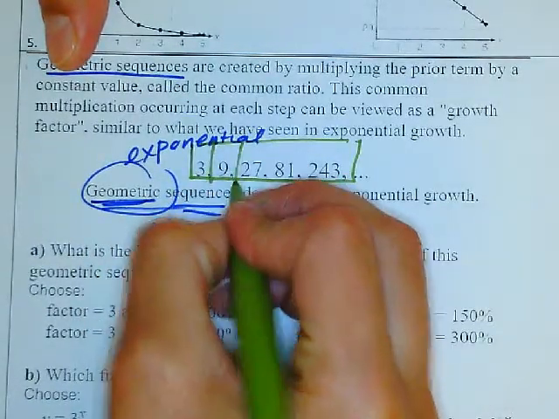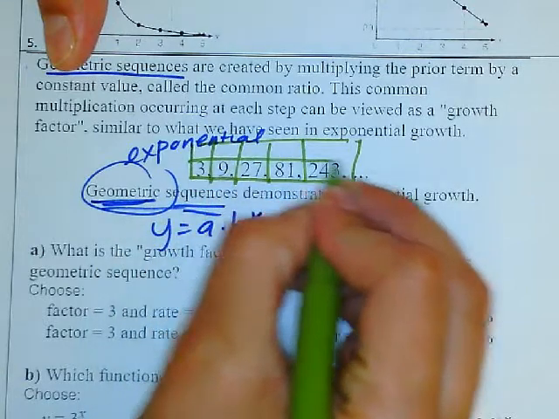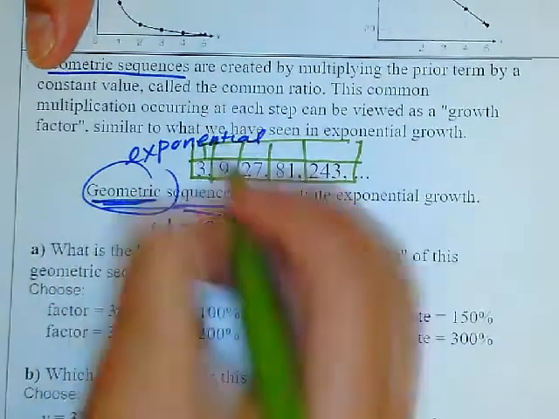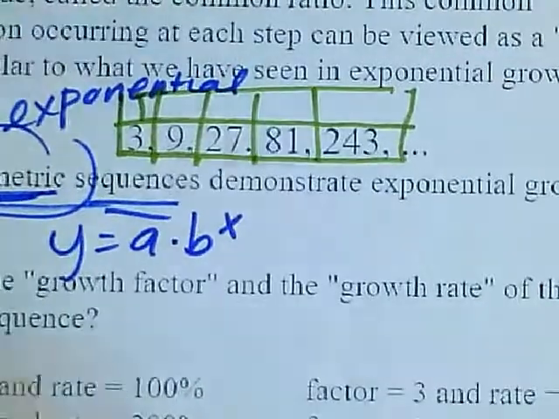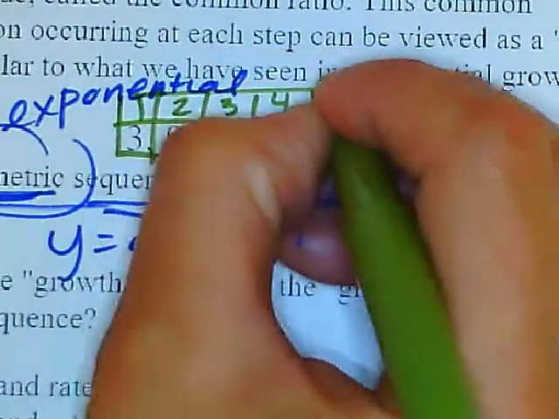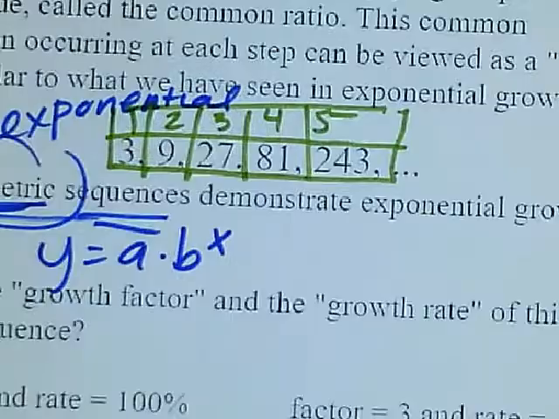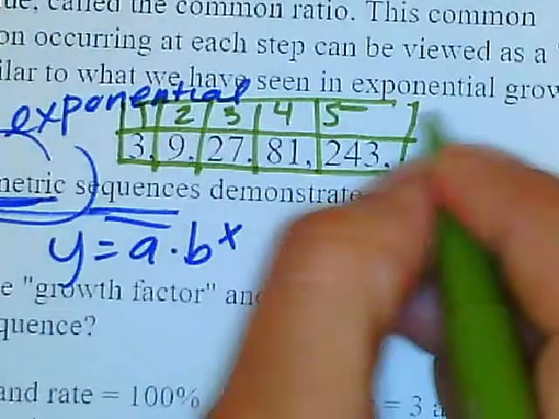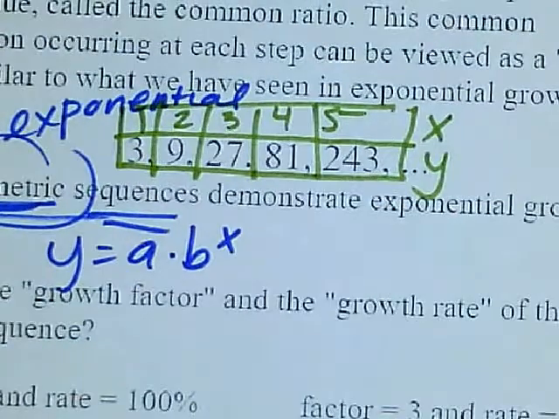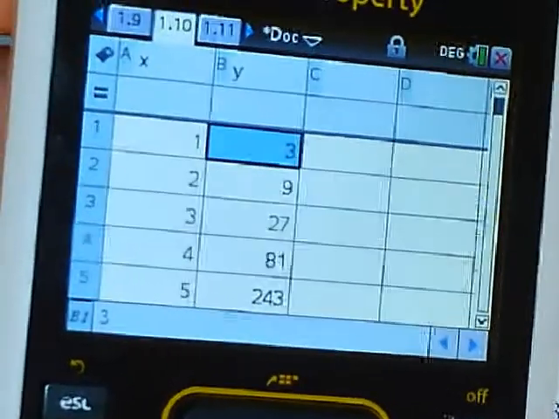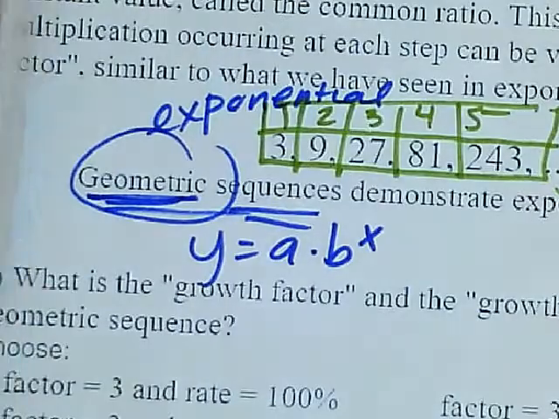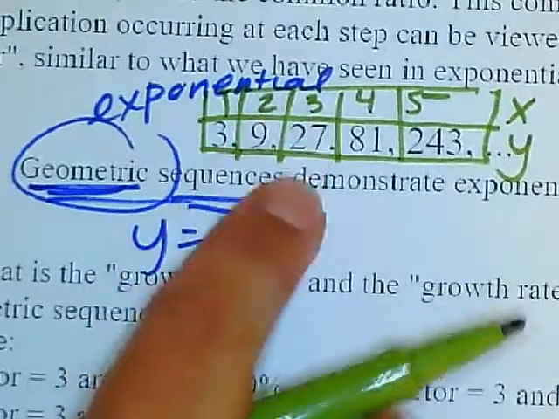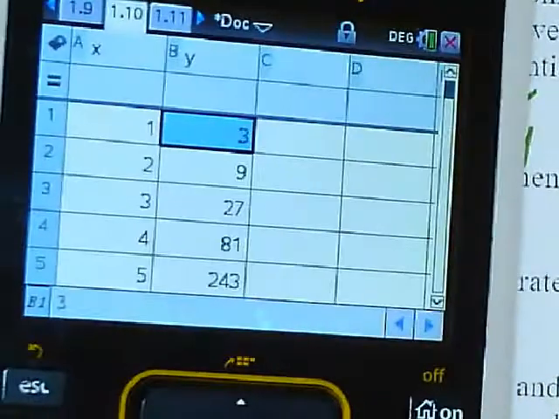Here's the sequence. And remember, like the other sequences we studied, you make this a 1, 2, 3, 4, 5, etc. Okay? So there's your table. This would be your X's and your Y's. And then we go to spreadsheet on the calculator. And then we input those values like this. Okay? So from here, 1, 3, 2, 9, 3, 27, etc. I plugged it in here.